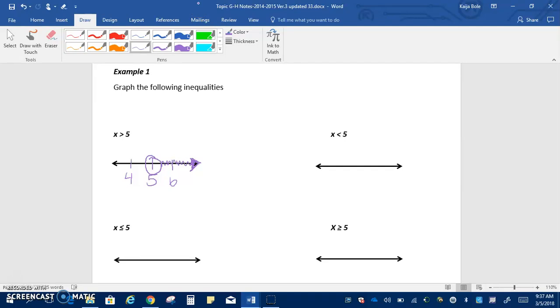If we look at this one, this is x is less than 5. Again we put our 5 in the middle, 6 to the right, 4 to the left, and an open circle. Now because it's less than, that means we're going to shade everything smaller than 5, which would be to the left.